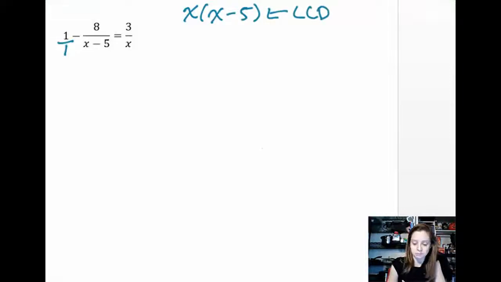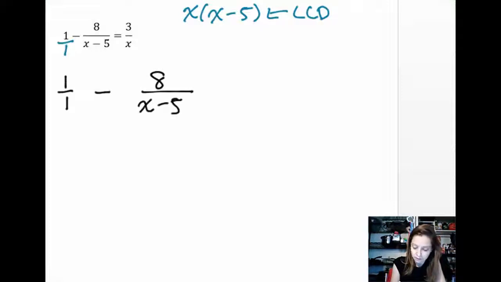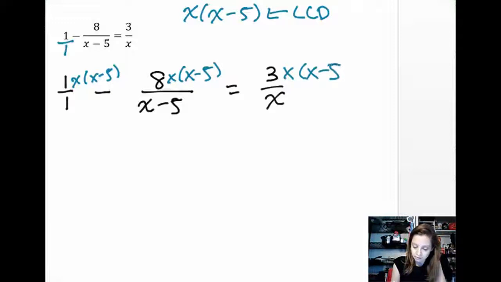So we're going to multiply every term by the least common denominator. We have 1 over 1 minus 8 over x minus 5 equals 3 over x. So we're going to multiply this 1 by x times x minus 5, this 8 by x times x minus 5, and this 3 by x times x minus 5.